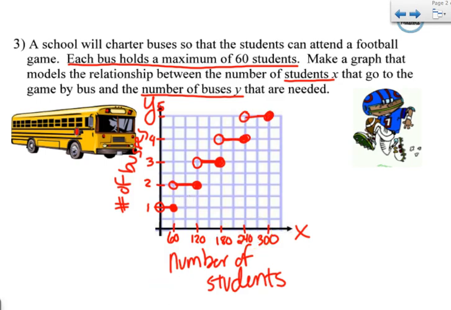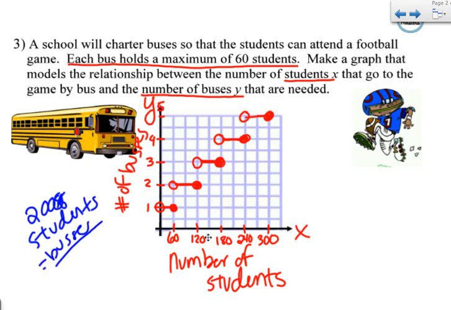So, if you were to evaluate, for example, if they said, if I had, let's see, 200 students, how many buses is that? Okay, so what you would do is you would find 200 on the graph, which would probably be somewhere up here, and that means I would have to have 4 buses.